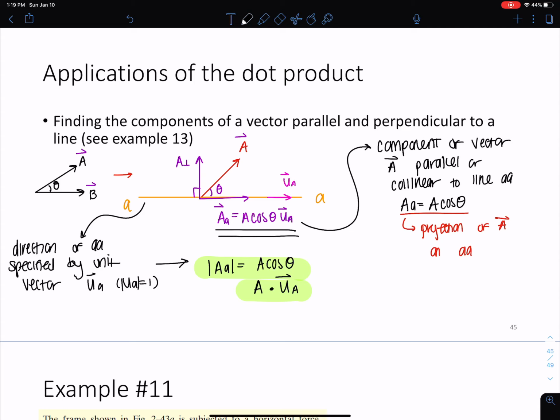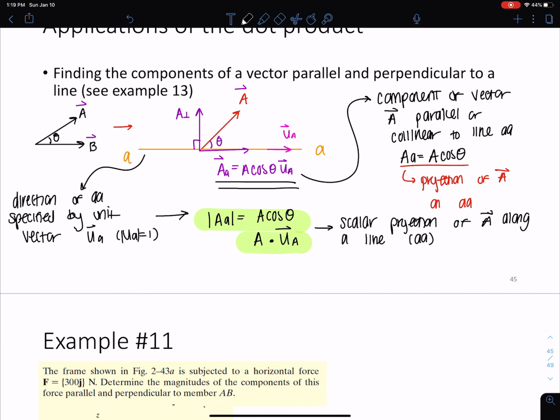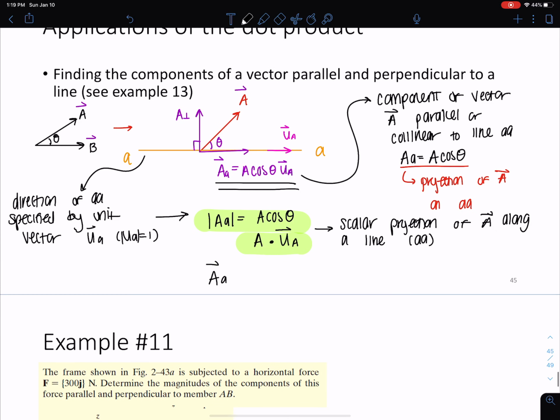And what we call this is the scalar projection of A, of that vector of force A, along a line, which here is AA, and it's determined from the dot product. This is our scalar projection. So what is the vector AA? If I want to add in the direction, I would just take AA, and I would just directly multiply it in, not take the dot product, because remember the dot product gives me a scalar. I want a vector here. This is the vector now.